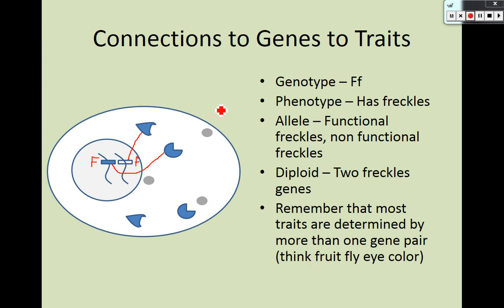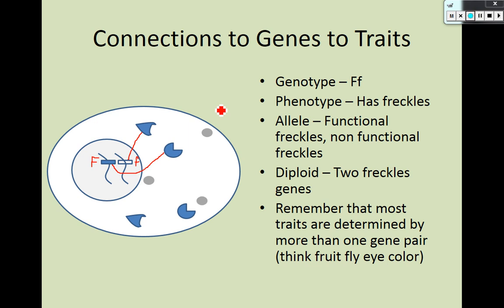But I do want you to remember, this is a very simplified model. I want you to remember that most traits are determined by more than one gene pair. So if you think back to fruit fly eye color, that's something like 8 different genes. For those 8, there's 2 copies of each. So there would be like an enzyme 2 gene and an enzyme 3 gene, but there's 2 copies of the enzyme 2 and 2 copies of the enzyme 3. And I'm only saying that to let you know that most genes are a lot more complex, right?